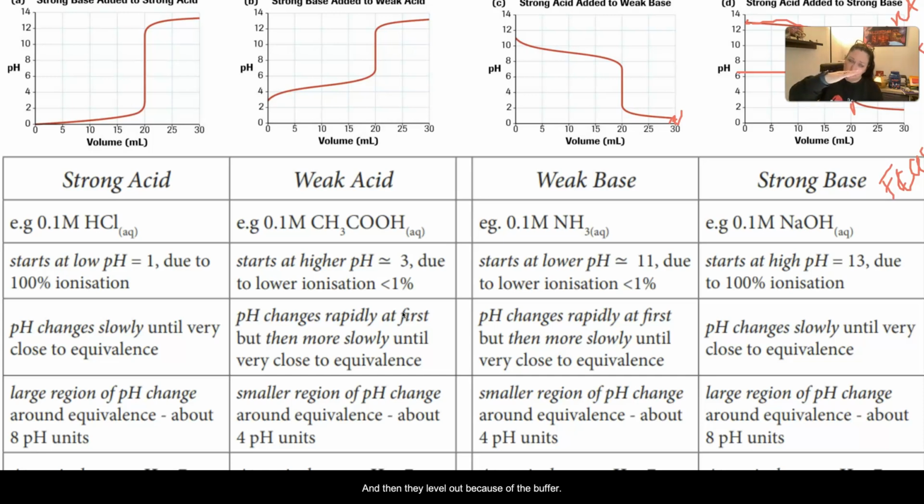They're looking for the strongs to have pretty level changes, for the weaks to have a little bit of a start jump, and then they level out because of the buffer. They're looking for where's the equivalence point. Where do you start and where do you end? All of that matters. It's not hard, but it matters.